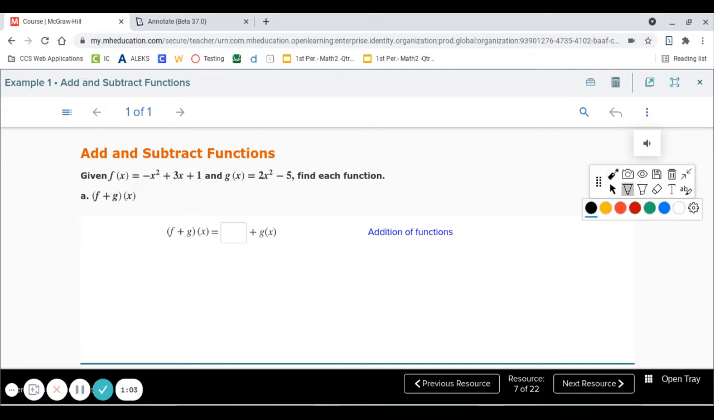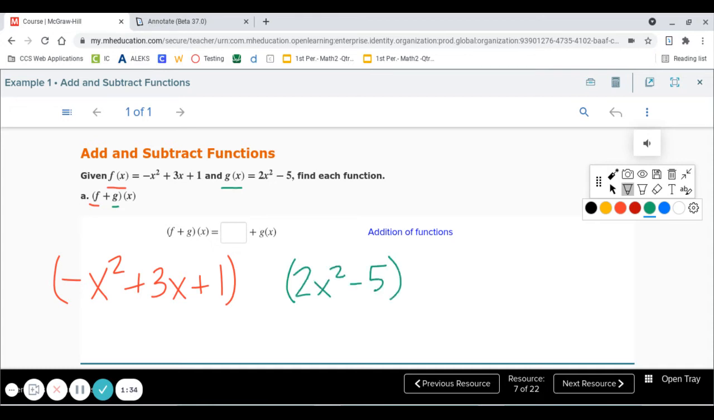So we take the first one, which is negative x squared plus 3x plus 1. That's the f. And then we take g of x and replace it with the function there, which is 2x squared minus 5. And we are adding them.